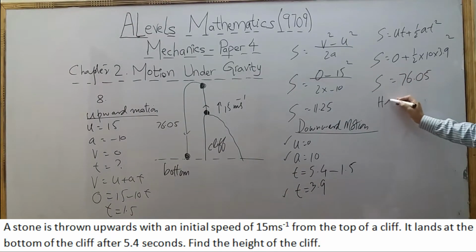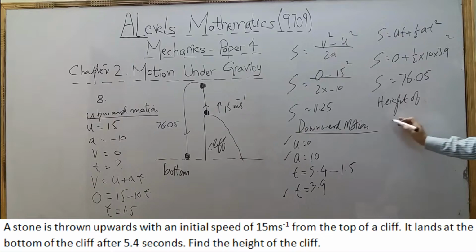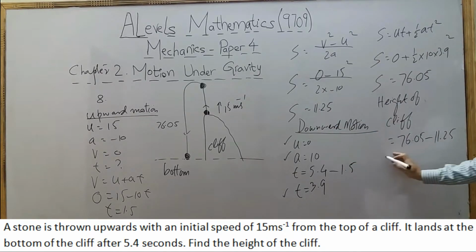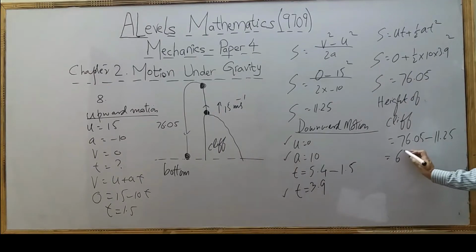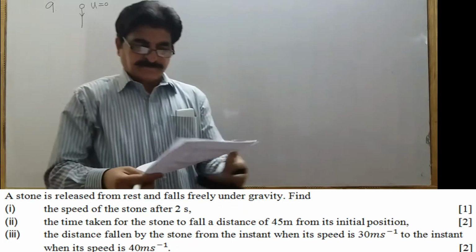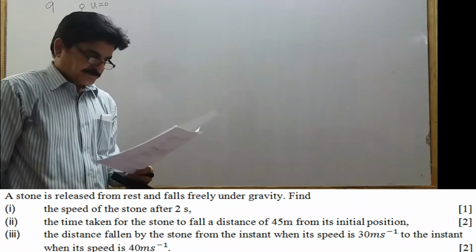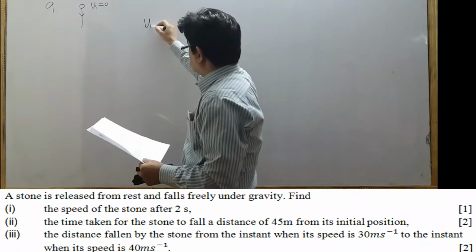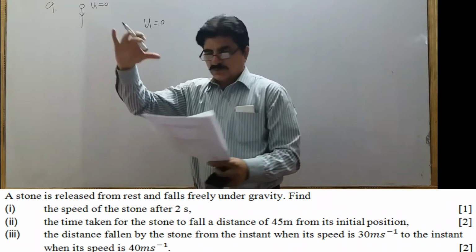So height of cliff is equal to this total height 76.05 minus that distance we have found already, which is 11.25, and the answer will be 64.8 meter. Okay, next question, question number 9. Read the question. Stone is released from rest. We have initial velocity is equal to 0. It's downward motion.